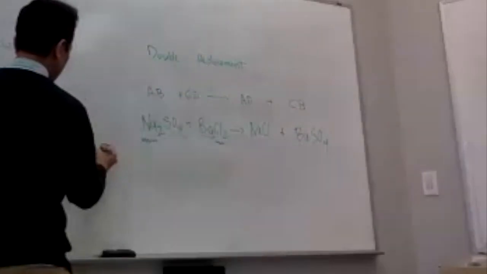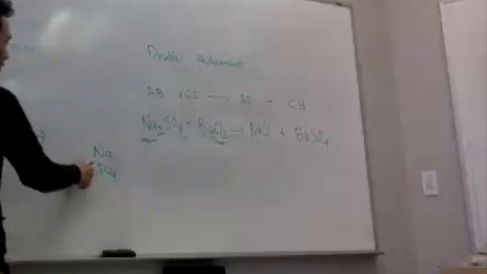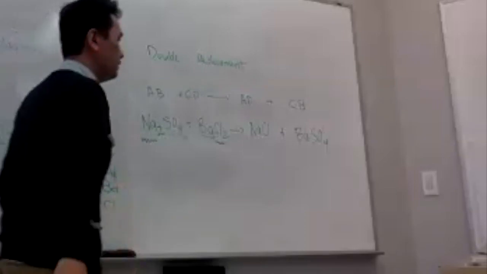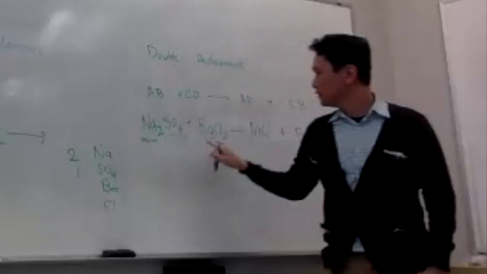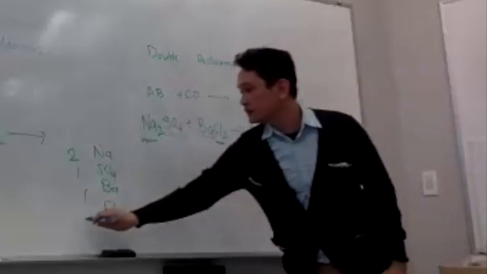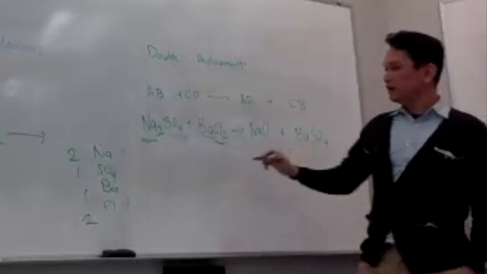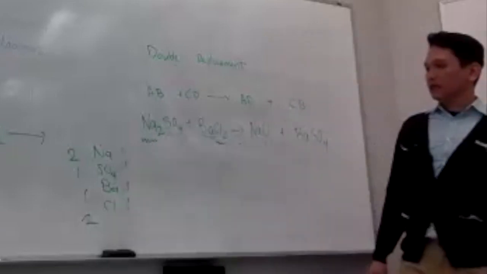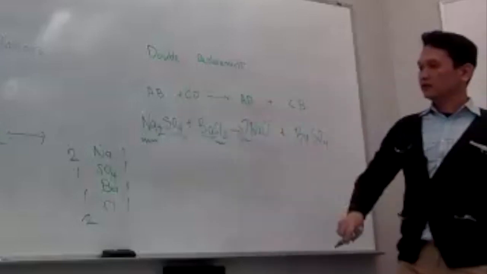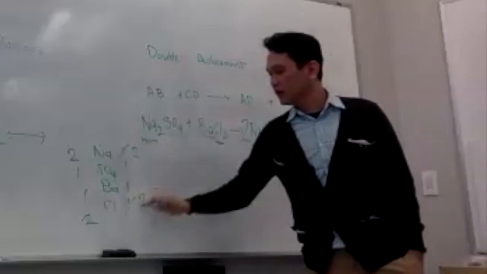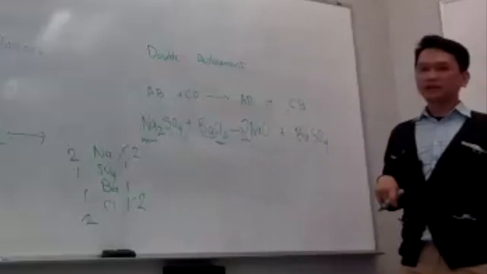Let's do the counting. Remember when we do counting, we just do it as a polyatomic. On the left-hand side, we have 2 sodiums, 1 sulfate, 1 barium, 2 chlorides. On the right-hand side, 1 sodium, 1 chloride, 1 barium, 1 sulfate. So what's not balanced? Sodium and chloride. What do we put here? The coefficient should be 2, making sodium 2, making chloride 2. Okay, so that's what a double displacement reaction looks like.